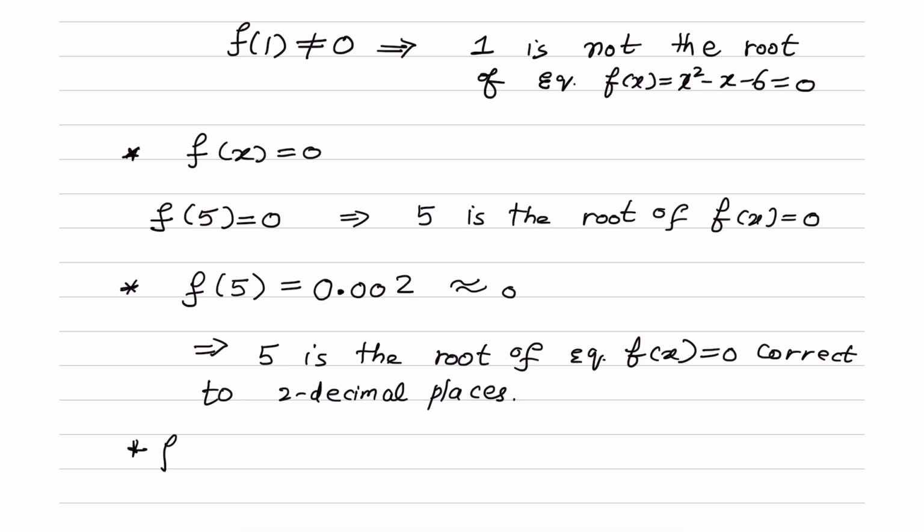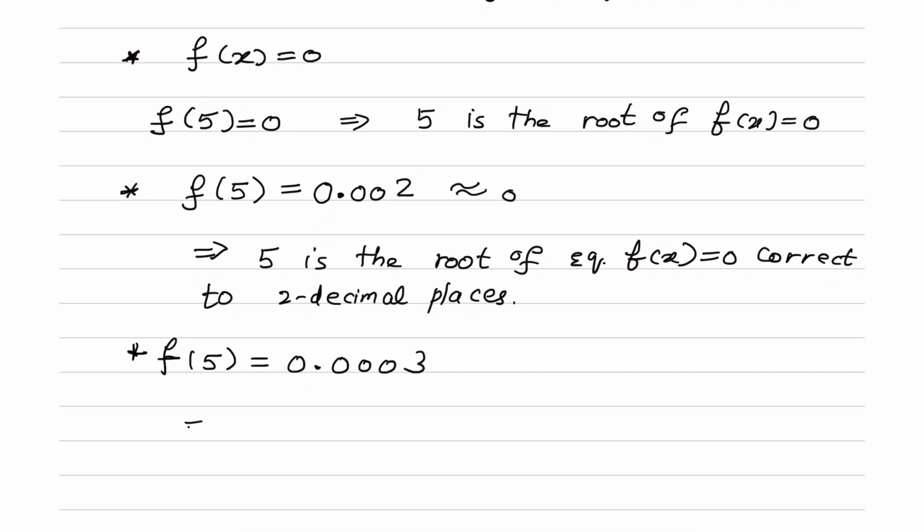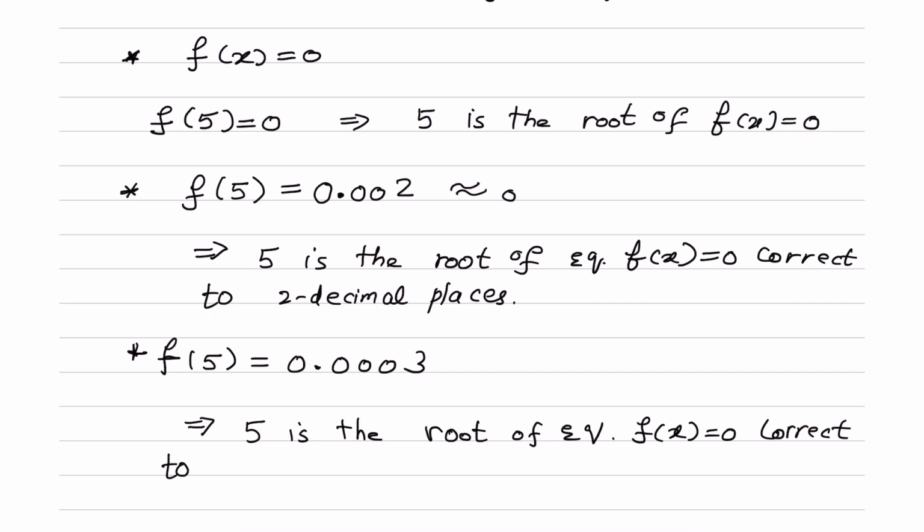For example, if by plugging 5 in the function, you get 0.003. Now in this case, you will say that 5 is the root of equation f of x equal to 0 correct to... How many zeros are there on the right of decimal? 3. So 5 is the root of equation f of x equal to 0 correct to 3 decimal places.